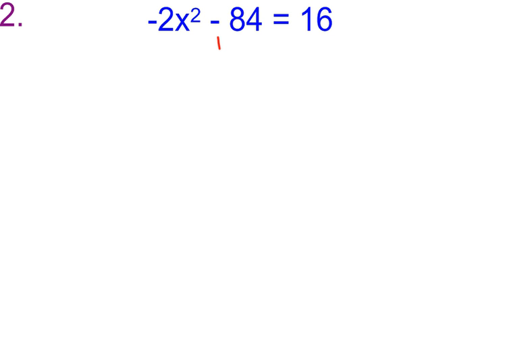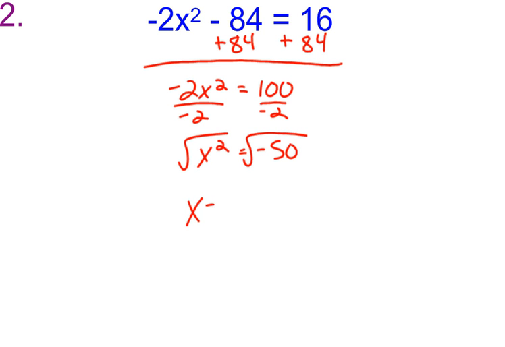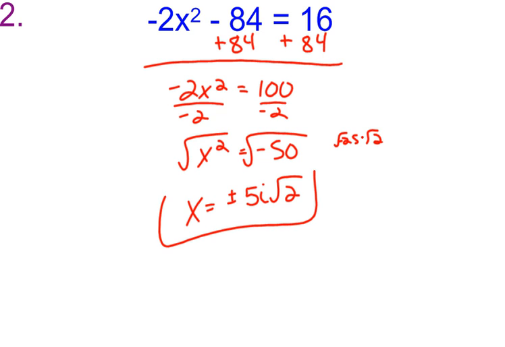So number 2, we'd add 84 to both sides. So I have negative 2x squared equals 100. I divide by negative 2. So x squared equals negative 50. To get rid of the x squared, I square root both sides. I know it's going to be plus or minus, but I have to break down the square root of 50. Hopefully we're starting to see that that's going to be root 25 and root 2. So it would be 5i root 2, because that negative would have gone with the 25. And there's my answer.